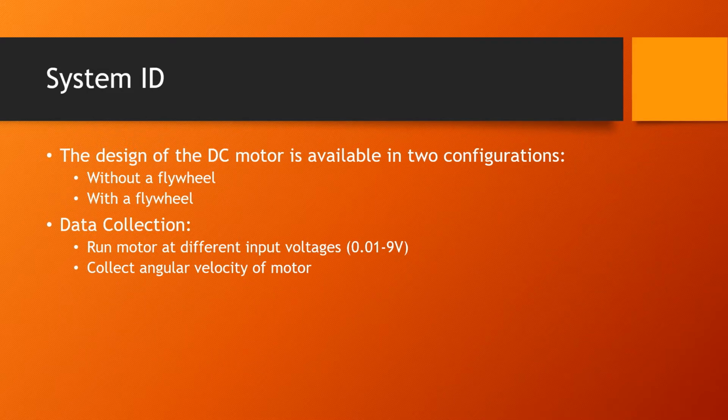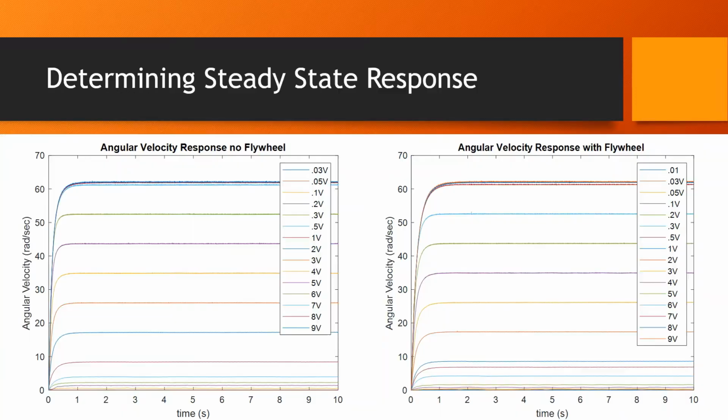To identify the DC motor specifications, we run it in two configurations, without a flywheel and with a flywheel. And then we perform trials with different input voltages varying from 0.01 volts to 9 volts. And we calculate the motor's angular velocity during these trials. With the voltage trials, we can determine the steady state angular velocity at various voltages. With these results, we can determine the aforementioned four specifications we need, as we'll soon demonstrate.